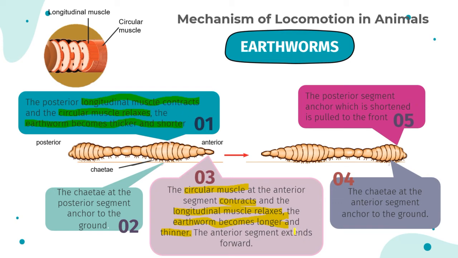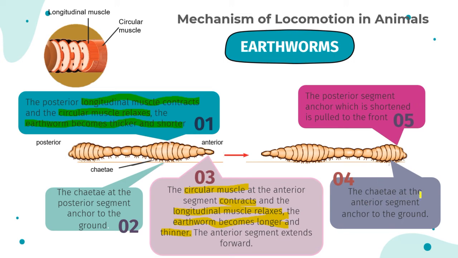Now, what happened? We go back again to here. The circular muscle contracts and the longitudinal muscle relaxes. The earthworm becomes longer and thinner. Now we go to number 4.